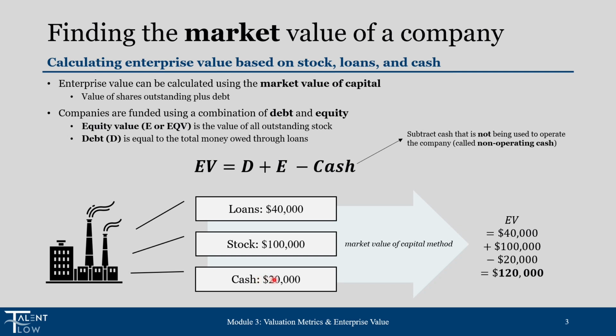We have $20,000 in excess cash. Using the market value of capital method, we calculate our firm's enterprise value by taking the amount of loans outstanding, $40,000, adding the amount of stock outstanding, $100,000, and subtracting the excess cash of $20,000, meaning that our factory is worth $120,000 to us right now. It is sort of an accident that these calculations are equal. In other words, it's an accident that using this method and the method on the previous slide yielded the same result, but we'll address that shortly.